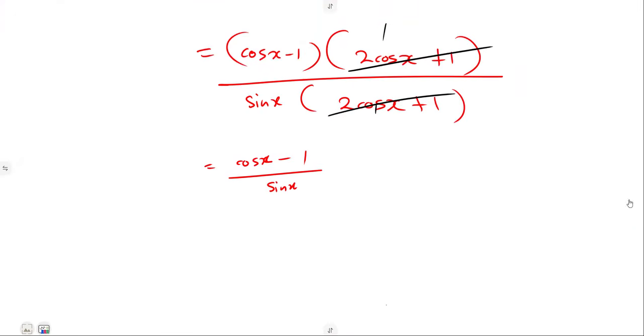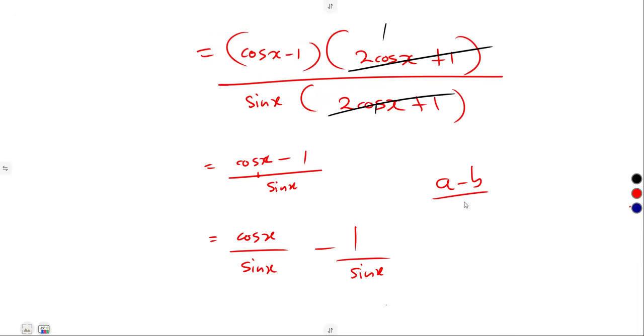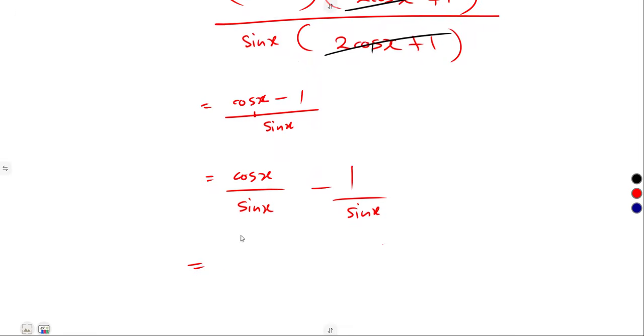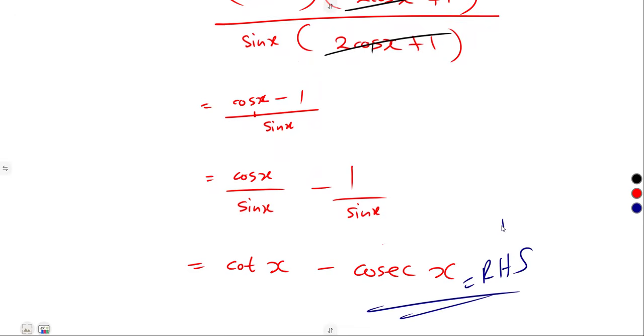Remember, this is a proof, so you must write as you are given. So separate the terms: cos x over sine x minus 1 over sine x. Remember, a minus b over c is a over c minus b over c. We can separate over the same denominator. So cos over sine, that's cot x. 1 over sine, that's cosec x. And this is exactly what we are given on the right-hand side. So that's proven. We managed to prove that identity.